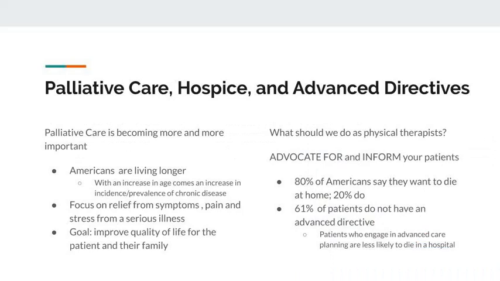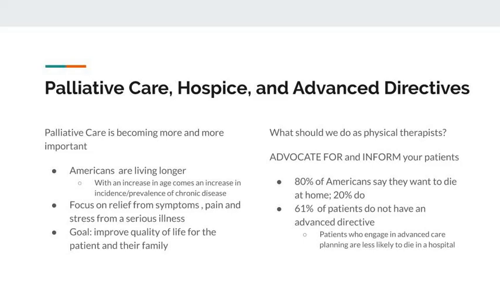We can't talk about home health without talking about palliative care, hospice, and the importance of an advance directive. While palliative care is not the same thing as hospice, palliative care occurs through the lifespan, and hospice at the end of life. Both have the same objective: improving the quality of life of the patient and their family.